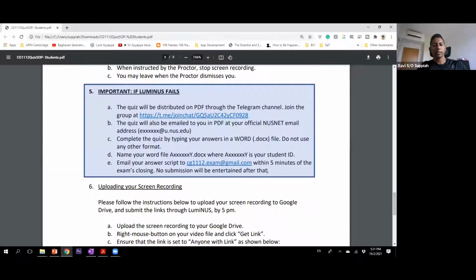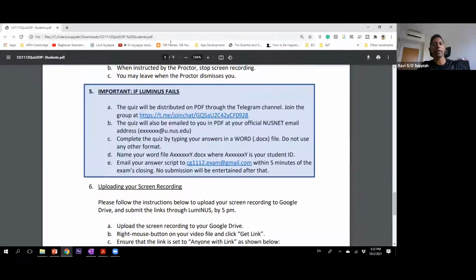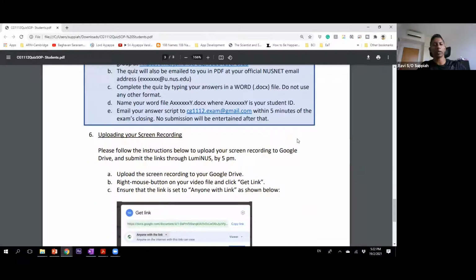So this is the backup plan. In the event that the Luminus quiz has some issue and can't carry on, we will issue you the PDF file of the quiz questions. You're supposed to complete the quiz in a Word document, key in all your MCQ answers, name your file accordingly, and email your answer script within 5 minutes of the deadline. Again, this is only the backup plan in the event that there is an issue with Luminus. If not, we will carry on with Luminus.